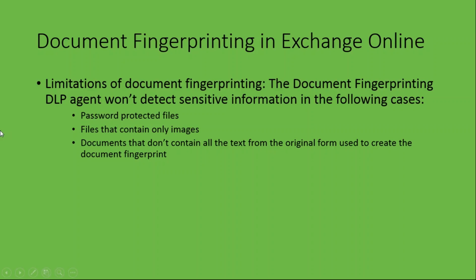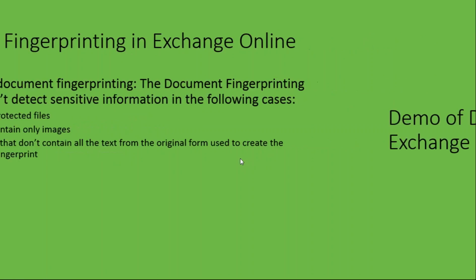Second, if the file being attached contains only images and no text, then the policy also cannot check it, because there is no optical scanning. It is only text scanning of the document. And third, if the basic format or the headers of the attached document and the document template we uploaded in the policy don't match, then the policy cannot detect that this is a sensitive document. So these are the three limitations of document fingerprinting in Exchange Online.